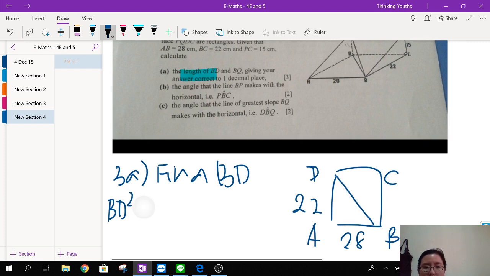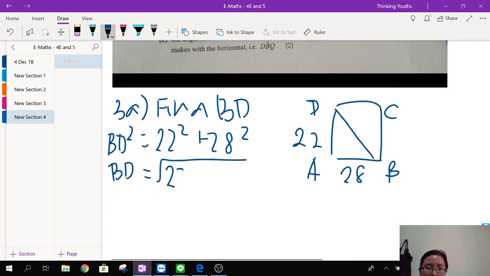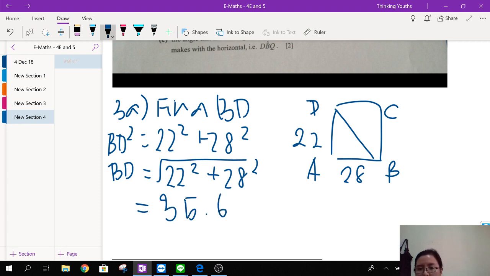BD squared equals 22 squared plus 28 squared. So BD equals the square root of 22 squared plus 28 squared. Answer in one decimal place: 35.6, 1 dp.